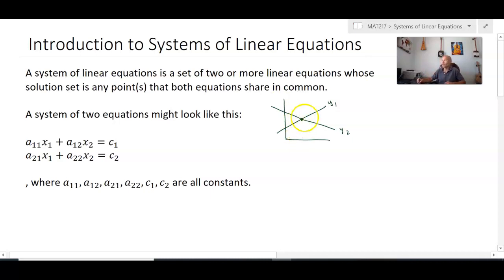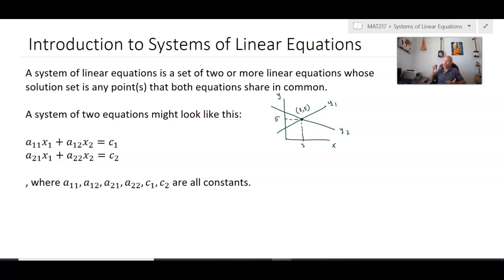So that ordered pair, whatever that corresponds to right there, let's just say that that's where x is 3 and y is 5. We see that the solution to this system is the point (3, 5). By the way, we've defined a solution. We say that's any point or points that they share in common.